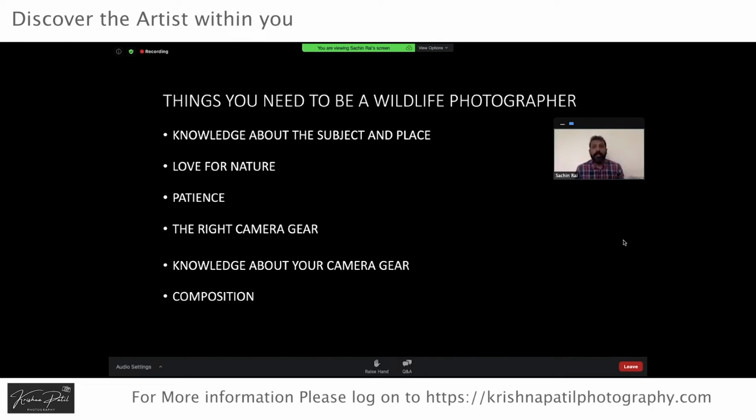Second, love for nature. When I say love for nature, you will not be able to do a great job if you are going to be stuck up and say, guys, I am going to shoot only tigers, or only elephants, because these are subjects that people have done to death. If you just Google tiger, you will get probably 10,000 pages of images of tigers. So everyone has done it. How are you going to set yourself apart as a good wildlife photographer?